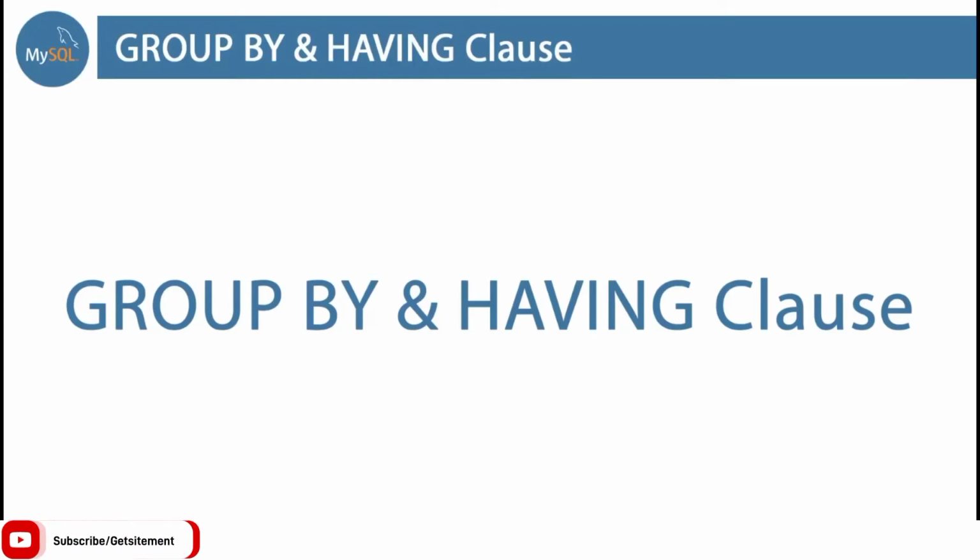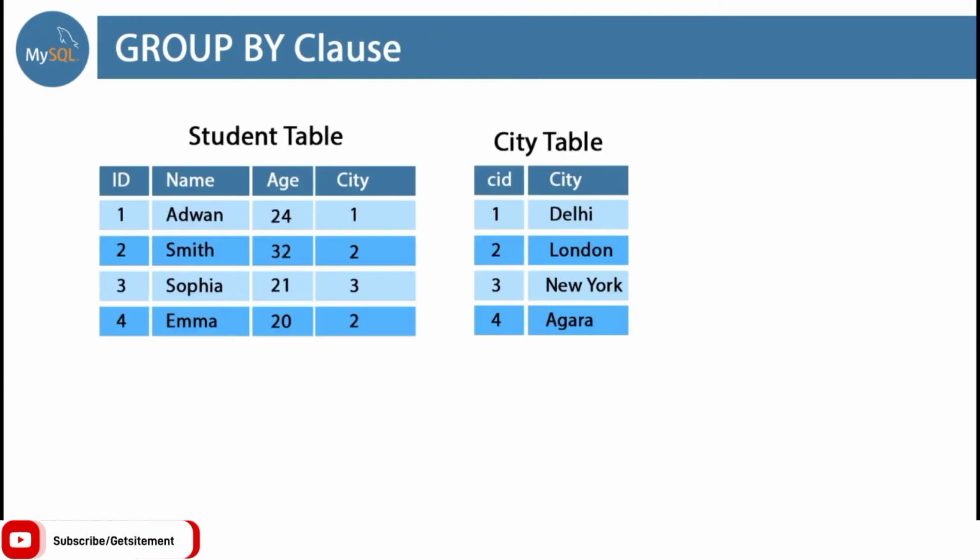In this tutorial we are going to learn group by and having clause. Here you can see on your screen we have a total of two tables, student table and city table. In our student table we have 5 columns, ID, name, age and city. And we have another table, city, and here we store city names. And we save city ID in our student table.